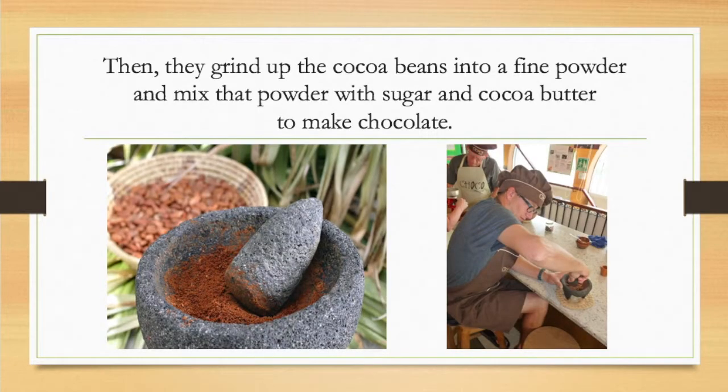Then they grind up the cocoa beans into a fine powder and mix that powder with sugar and cocoa butter to make chocolate. One picture here shows the molcajete, which is a stone bowl with a grinding tool that's often used to grind the cocoa beans. The other picture is actually a picture of my husband Kenny using a molcajete to grind our own cocoa beans when we were taking our class in Mexico.